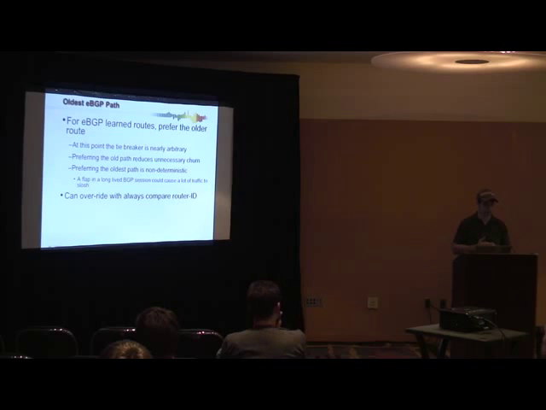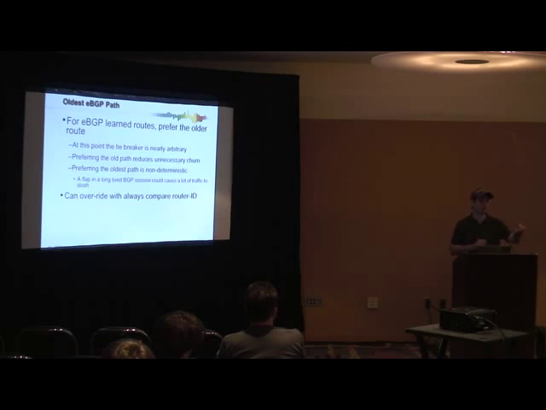For eBGP learned routes, prefer the older route. Basically what this means is if you're learning two paths via eBGP and one flaps and the other one is stable, just stick with the stable one. Some people think this is good because it reduces unnecessary churn. Some people think this is bad because it's non-deterministic. And the problem with it being non-deterministic is you might have a long persisting session with a provider where you learn a lot of routes from.